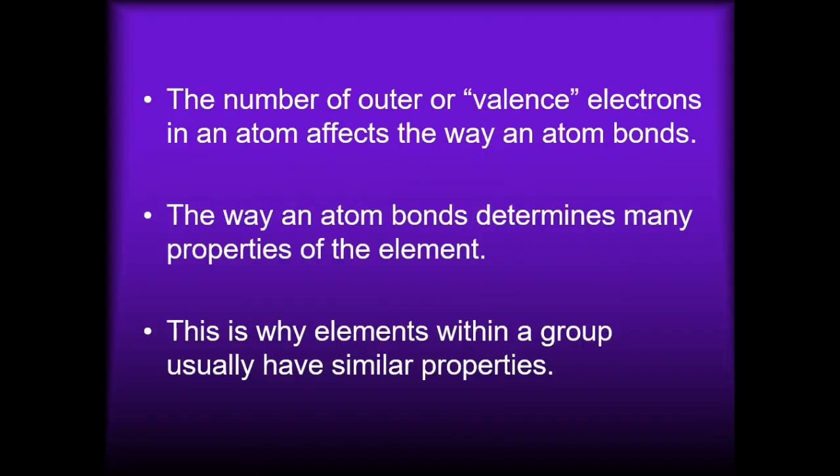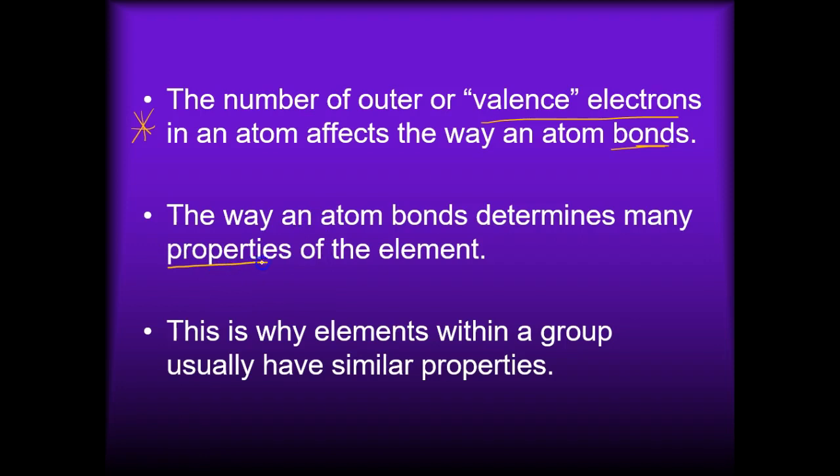The number of outer or valence electrons in an atom affects the way the atom bonds. I do want you to write all of these down, because we are going to start talking about bonding in future units. That's really what chemistry is about: how things bond, how things react. The number of valence electrons determines what group it's in, pretty much. The way an atom bonds determines many properties.